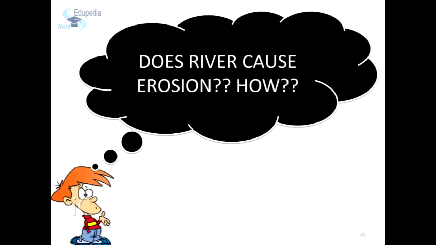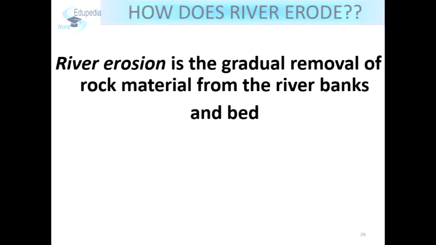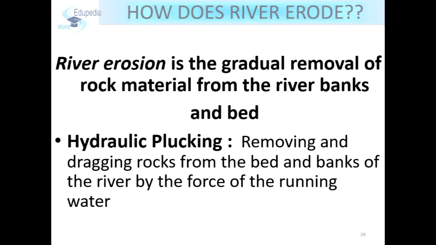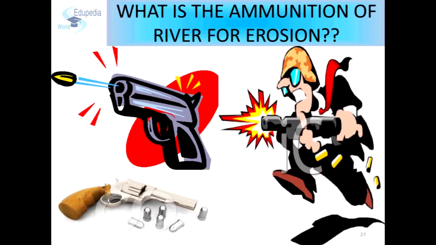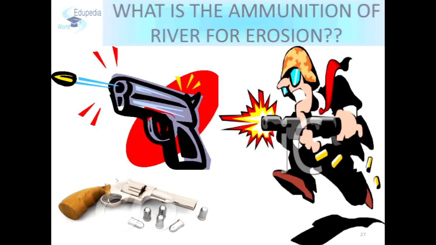The next question that might arise here is, how does the river erode? River erosion is the gradual removal of rock material from the river banks and bed. The simplest way of eroding rocks is hydraulic plucking. It is the removal and dragging of rocks from the bed and banks of the river by the sheer force of the running water. Besides hydraulic plucking, the river also carries a lot of ammunition with it, which results in greater erosion. It increases the erosive power of streams.